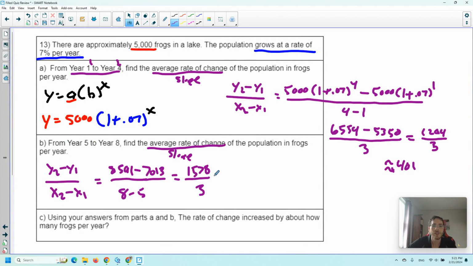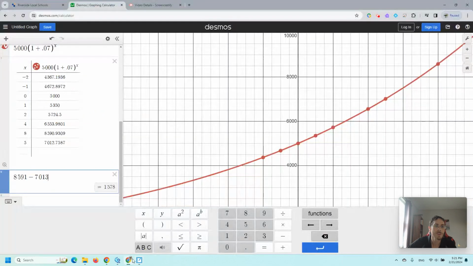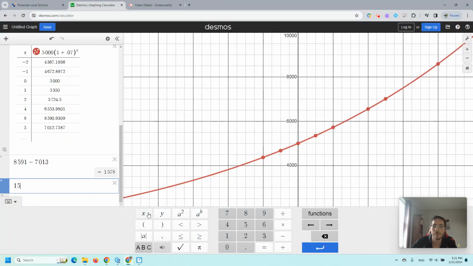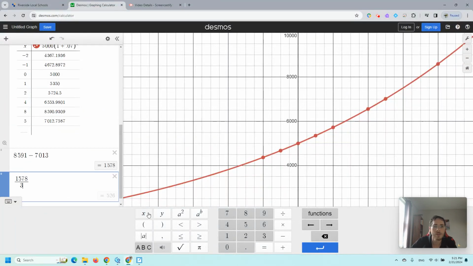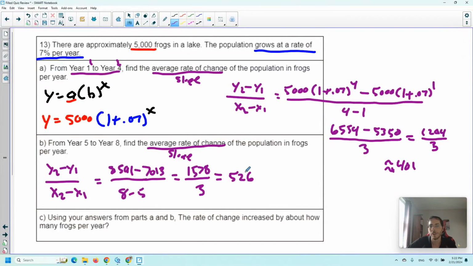Now 1578 divided by 3, that is going to come out nice. So good. So we got 5. That's going to be 2, 6. But we'll throw it in. 1578 divided by 3 is 526. Kind of cool. How did I know that was going to come out nice? I just add these up. 1 plus 5 is 6, plus 7 is 13, plus 8 is 21. 21 divided by 3 works, so it'll come out nice.